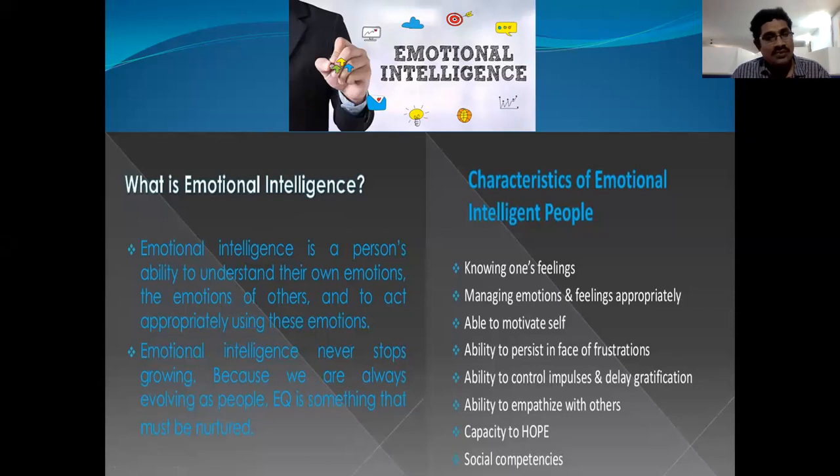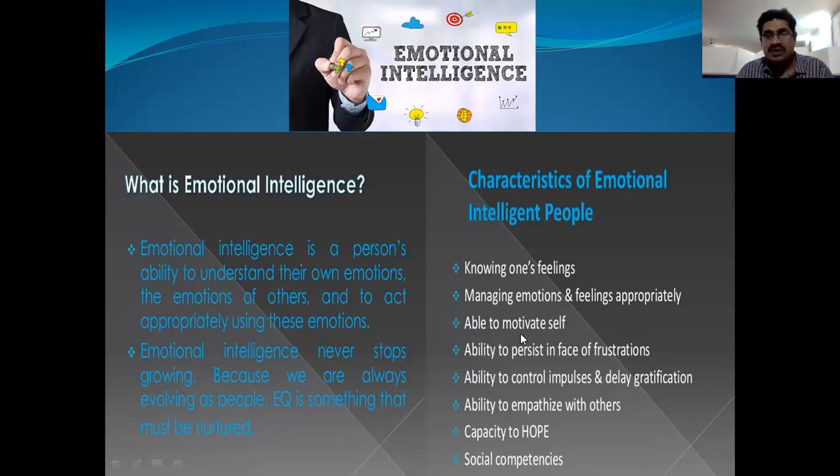So controlling of our emotions is based upon two things: understanding our own emotions and understanding other person's emotions, and try to act based upon the knowledge and put it into action in an appropriate manner. That is exactly emotional intelligence. So already we discussed the characteristics of people here: knowing one's feelings, observing the other's feelings, and next, managing emotions and feelings in an appropriate manner. This is another characteristic of emotional intelligence.